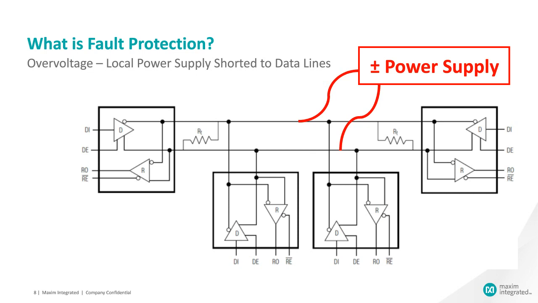And basically, if you have someone accidentally shorting your local power supply to those data lines, your transceiver is going to be completely protected. There will not be a, let's say, catastrophic failure, because that is one of the things that could go wrong in the application. And then once that communication is shut down, then obviously that particular transceiver or node will need to be replaced in the field. And so having this over-voltage protection is a good way to really make your end equipment robust.